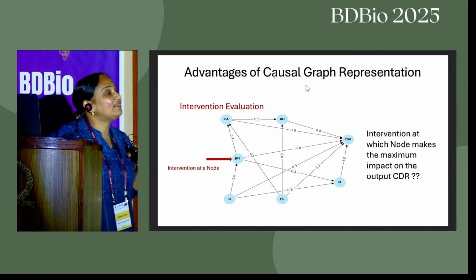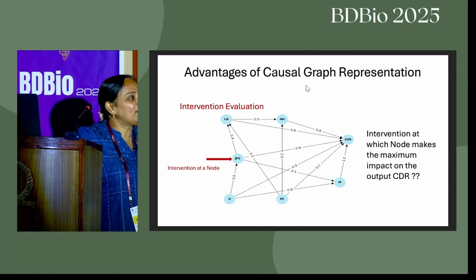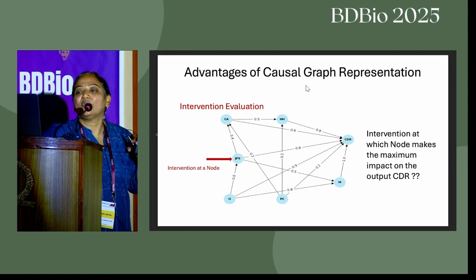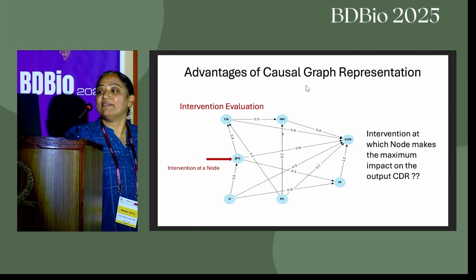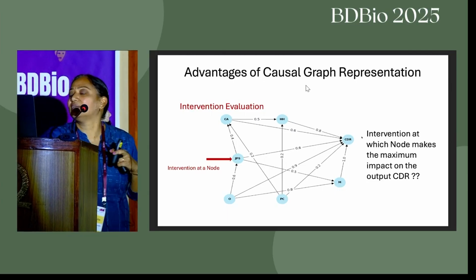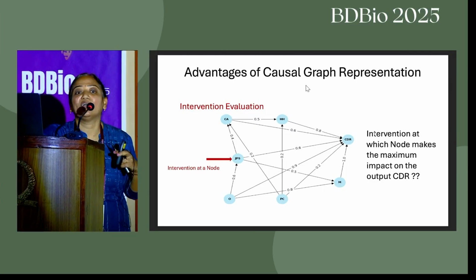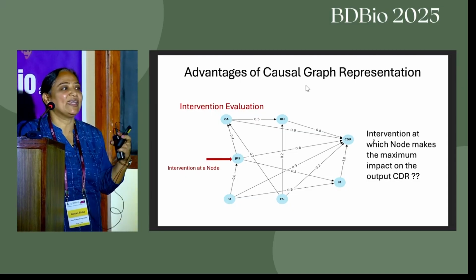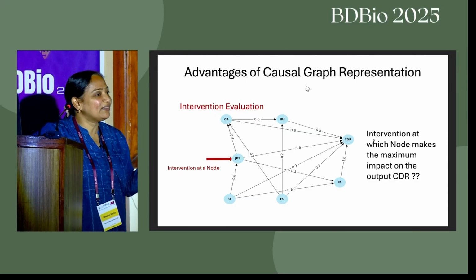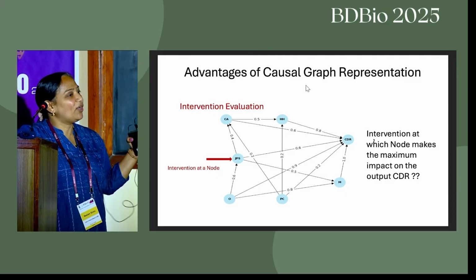So what is the advantage of this representation? What did we achieve by doing this? We can now think of intervening at one node and then evaluate what the output difference is going to be without actually doing the experiment, which is a big thing, right? You just can't intervene on a cohort and say all should follow this.